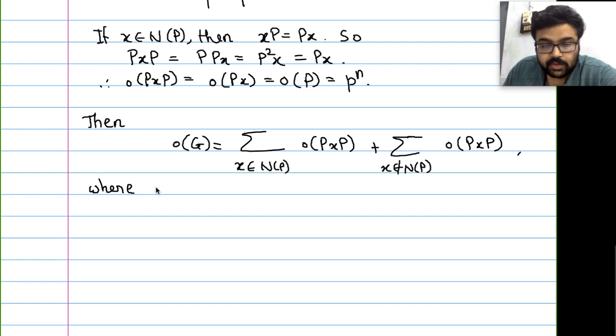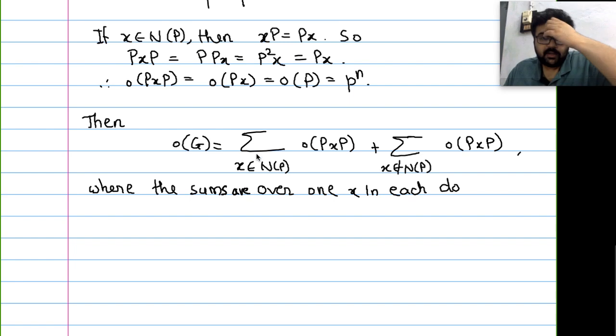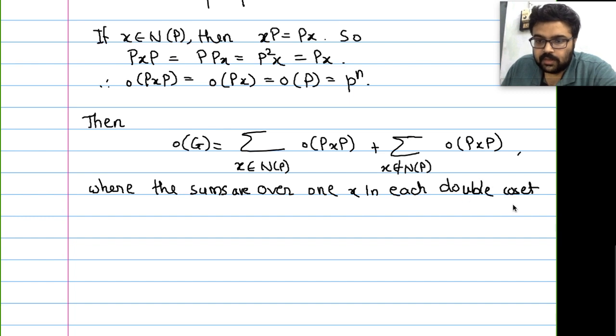Here the equivalence class is a double coset, where the sum is over one x in each double coset. I should write where the sums are, because there are two sums, right? Summation I have divided now into two parts. When the sums are over one x in each double coset, the equivalence class here is the double coset PxP. Okay, but when x is in N(P), what about the first sum? So let us analyze what the first sum is.